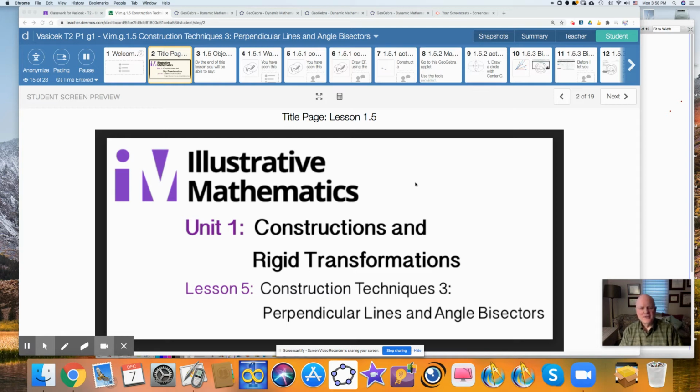Hi, I'm Mr. V, and today we're looking at Illustrative Mathematics, our text, Unit 1, which the first half is on constructions, the second half is on transformations, and we're looking at Lesson 5, which is Construction Techniques 3, which is constructing the perpendicular bisector and an angle bisector.